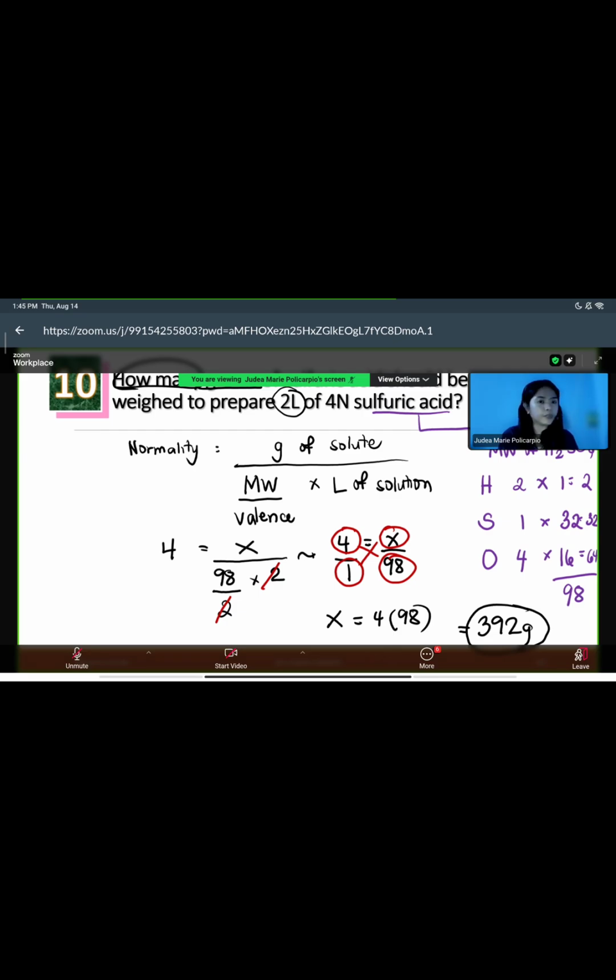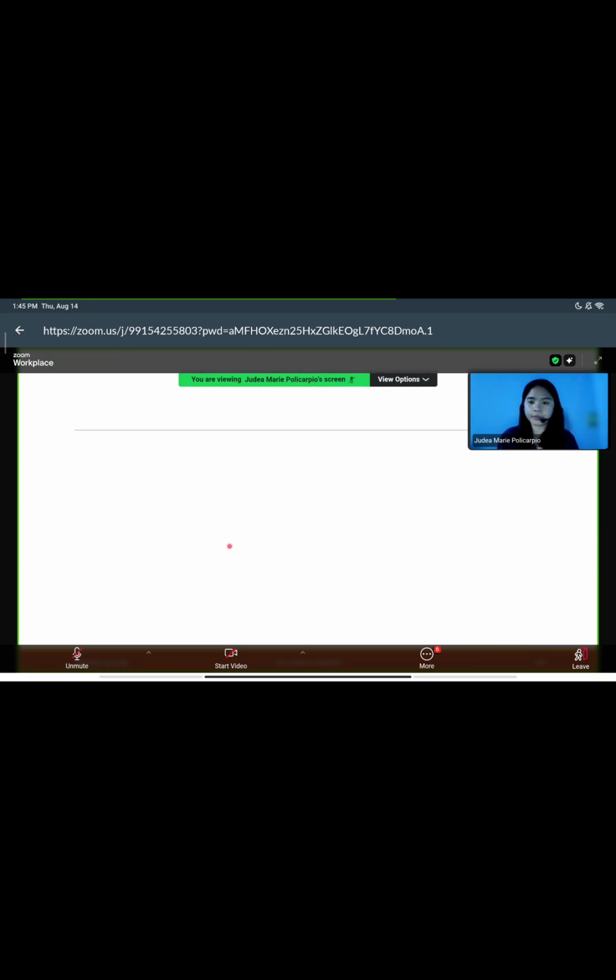Okay, so I hope item number 10 is clear. If you have questions, please do inform me. Okay, but now let's proceed to the next item. So next item, we have item number 11. Let's try to look at how item number 11 works. Before that, let's read the problem first. So this is our item number 11.